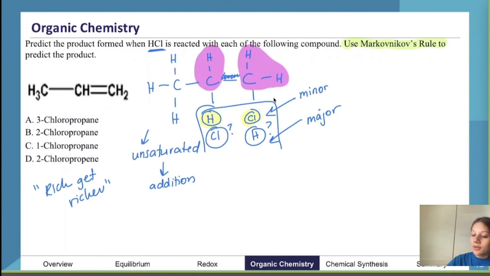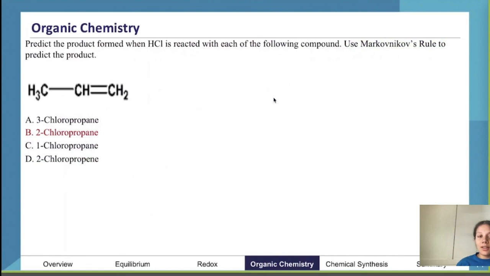So I'm just going to redraw it because that's gotten all messy now. That means we have carbon, carbon, carbon. Okay, can't see that, can you? Get a better color. So you have carbon, carbon, carbon. And like we said, major means the hydrogen will go here. And the chlorine goes in the middle there. So that means we have a chloropropane. So we can rule out the propene one there. And it's on the second carbon. So that means our correct answer is 2-chloropropane as the product being formed there.